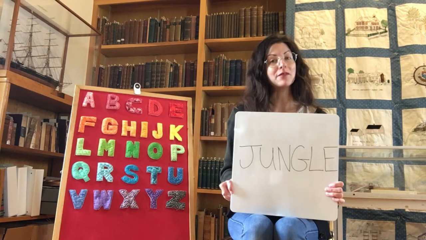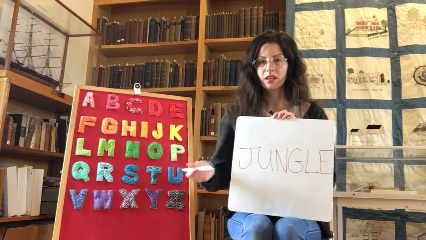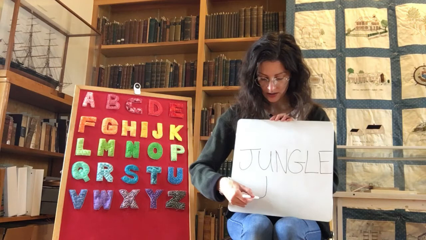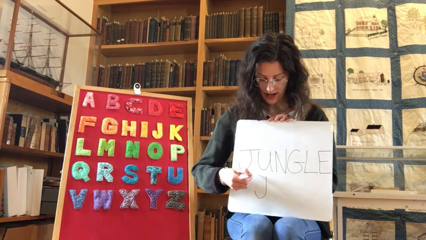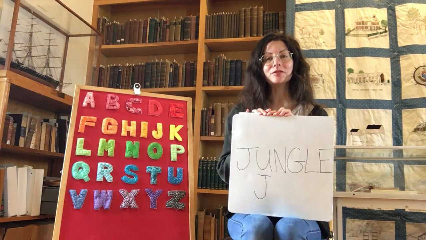Let's practice writing the letter J. If you have a piece of paper and a pencil, you can practice with that, or you can practice using your finger. J looks like a hook. J, down and up. And you can add the top one. J, like a little fish hook. J for jungle. Good job.